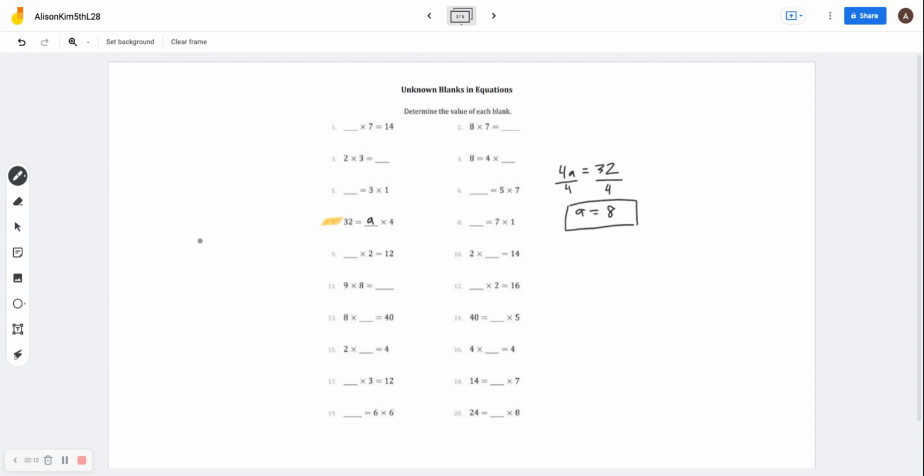So when you're solving this worksheet, if it makes you feel better, some of these are just very straightforward. It gives you 2 factors and you just multiply them and you need to find the product. But for some of them, it gives you a missing factor. And if you want, you can use variables to solve that answer.